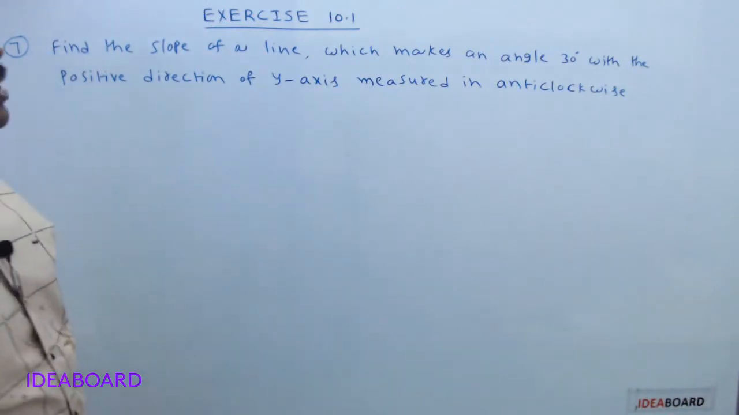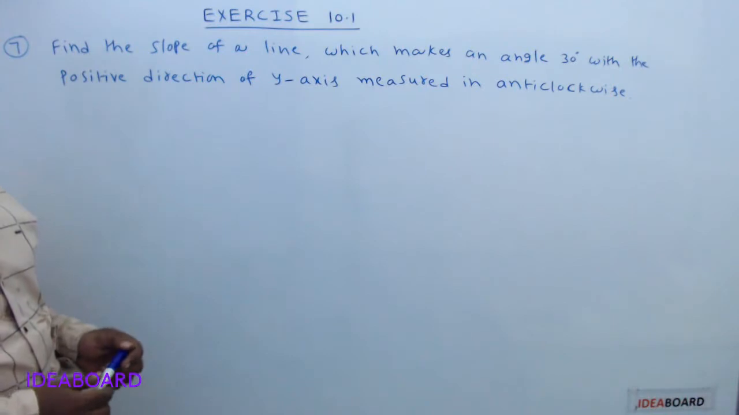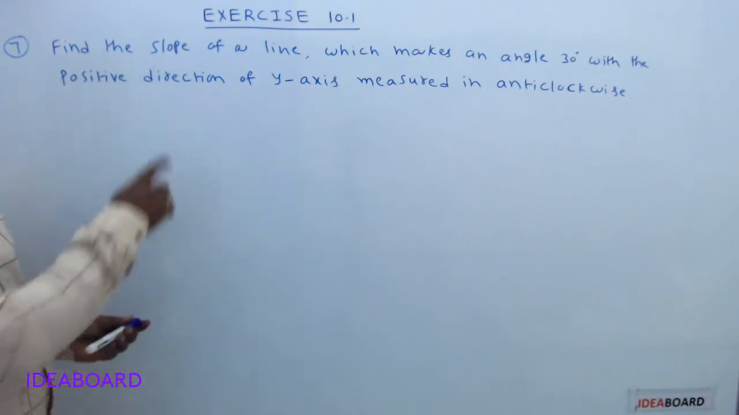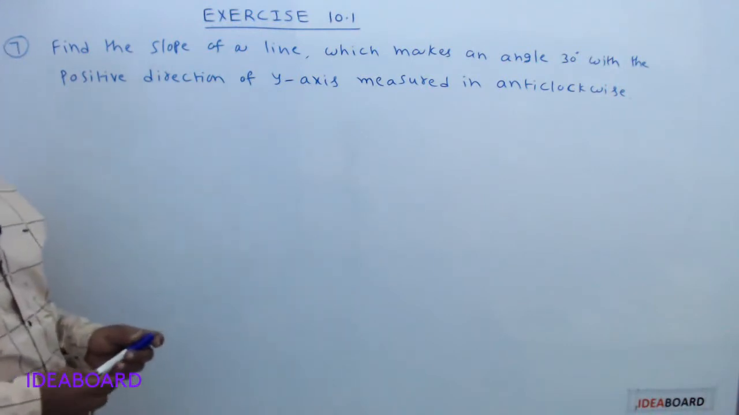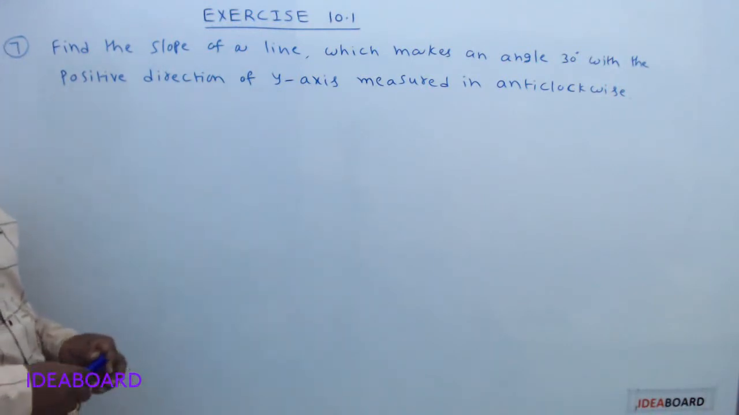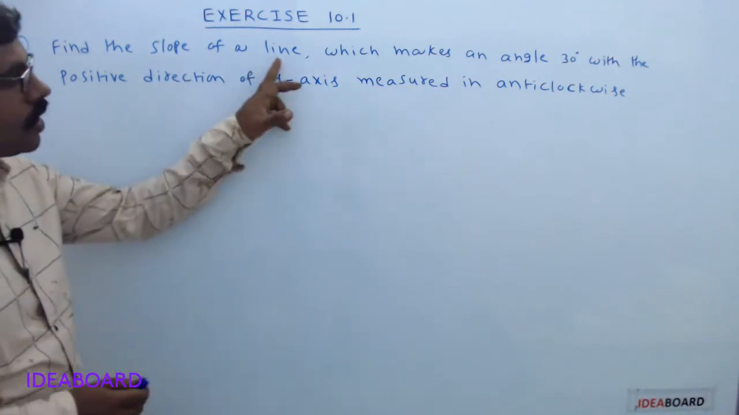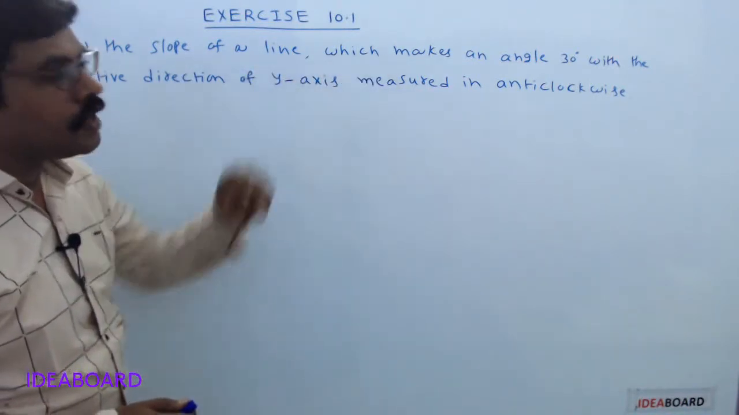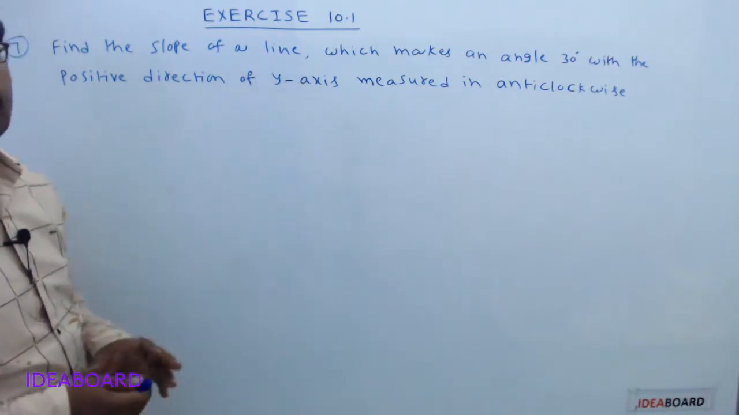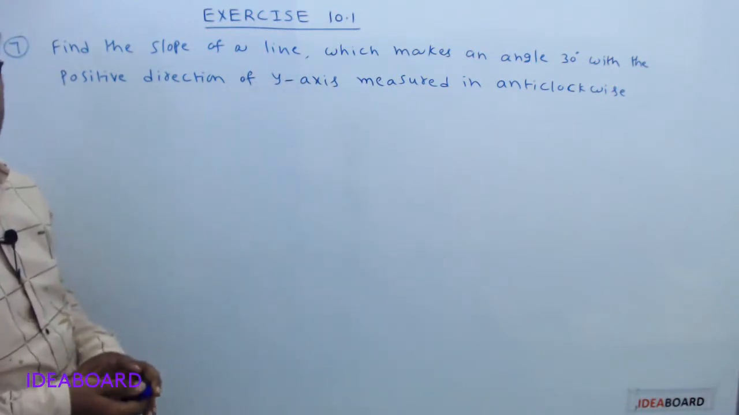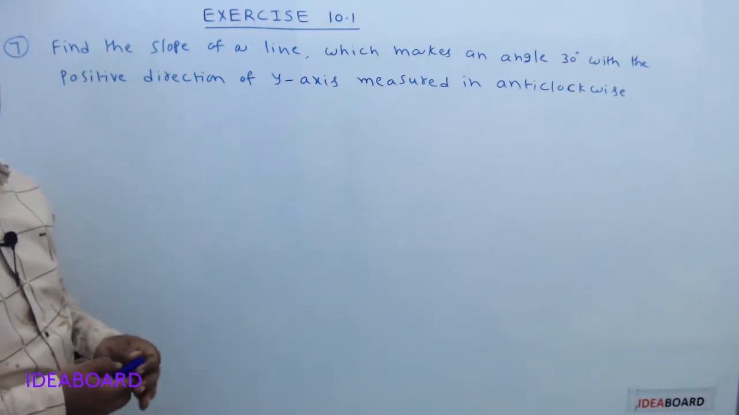Now come to the next question. Find the slope of a line which makes an angle of 30 degrees with the positive direction of y-axis measured in a anti-clockwise direction. What is the statement? Find the slope of a line. That line makes an angle 30 degrees with the positive direction of y-axis measured in a anti-clockwise direction. First draw a rough diagram related to given data.